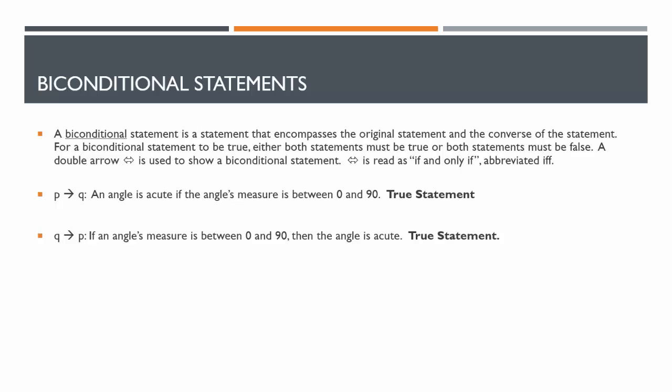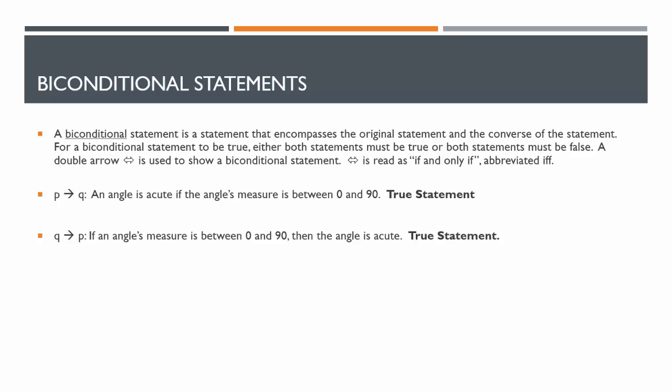Both of those statements are true, and we can form a biconditional statement by combining them. We could combine that to say a number is divisible by 2 if and only if that number is even.